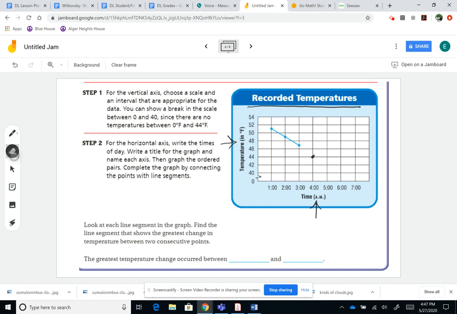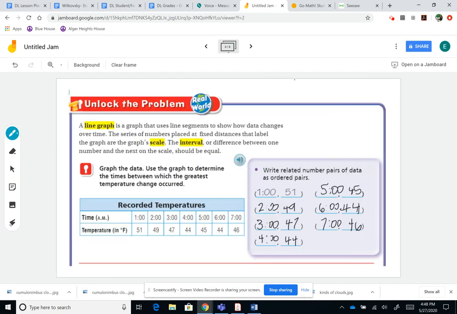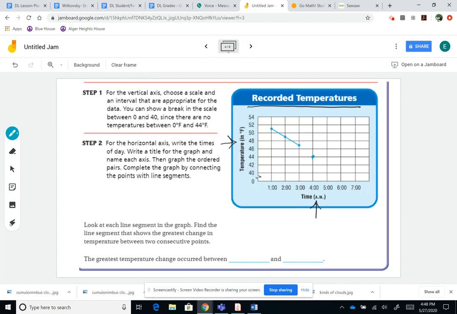Now let me actually switch this to that same, similar color, blue. Okay, so at 4 o'clock, it was 44 degrees. And I'm going to connect all of my lines at the end. At 5 o'clock, it was 45 degrees, so just slightly higher than this. That's pretty good. Now you can see over on the temperature side, it counts by twos. And there's a break from 0 to 40 because there weren't any low temperatures like that.